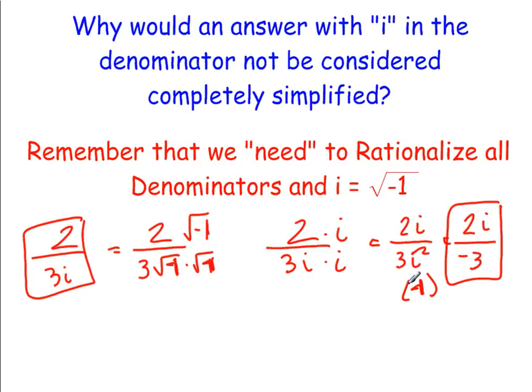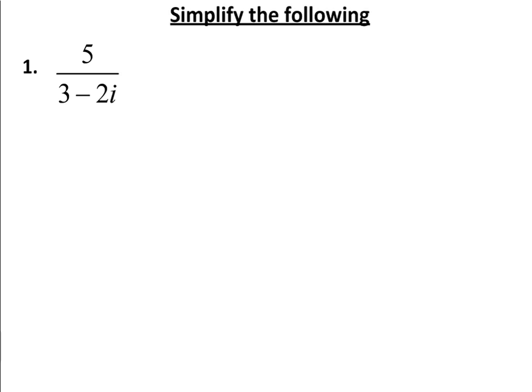So we don't like to have any square roots in the denominator, and likewise we don't like to see any imaginary numbers in the denominator. So if you remember what we did in our last section, when we had something that looked like 3 minus 2i, we multiplied by the conjugate to get rid of that radical. So the conjugate of 3 minus 2i is 3 plus 2i. And we're going to simplify these the exact same way we did in our last section.